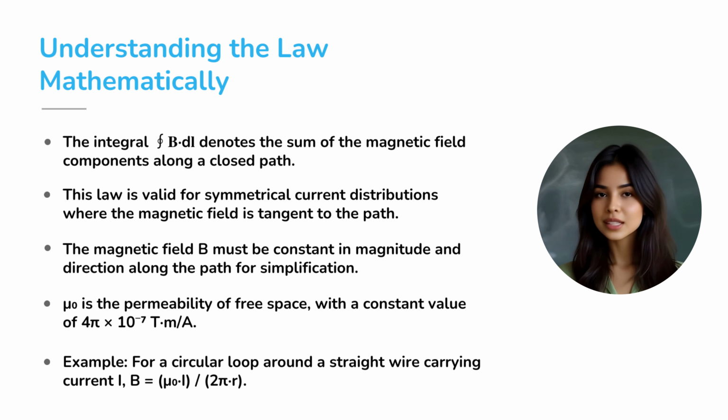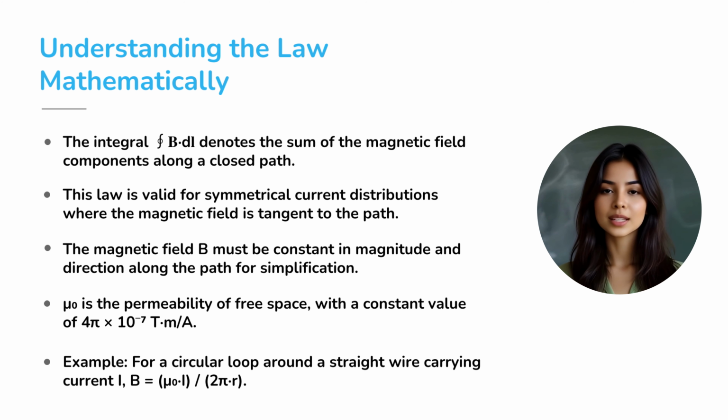The integral, written as the closed-loop integral of B dot dl, tells us that we are summing up the magnetic field component along a path all the way around a loop. And here's something important: that loop must be closed, no loose ends allowed. Now here's the catch. For this formula to be practical, the magnetic field, B, should remain constant in both magnitude and direction along that chosen path. And when does that happen? Only in cases of neat symmetry, like a perfectly straight wire or a solenoid. When symmetry is present, this integral simplifies beautifully.